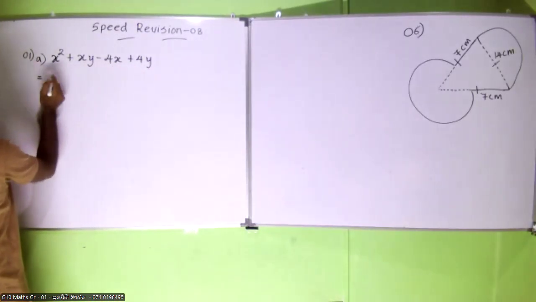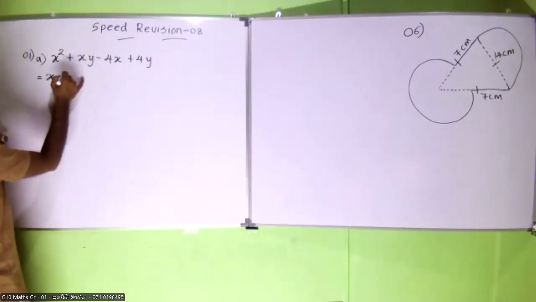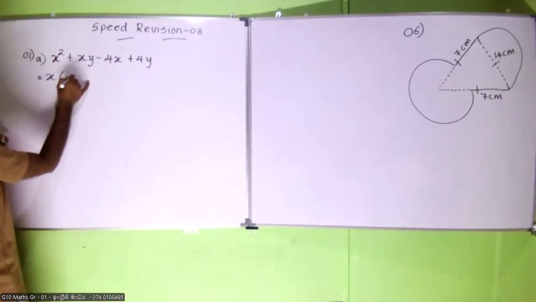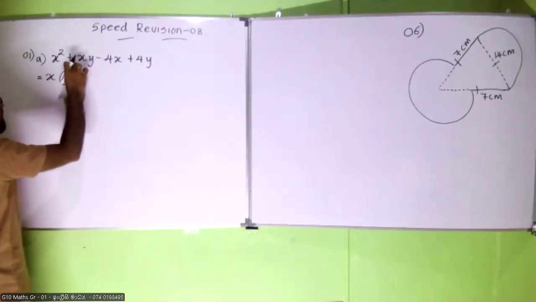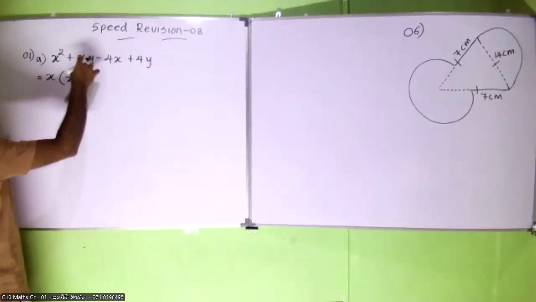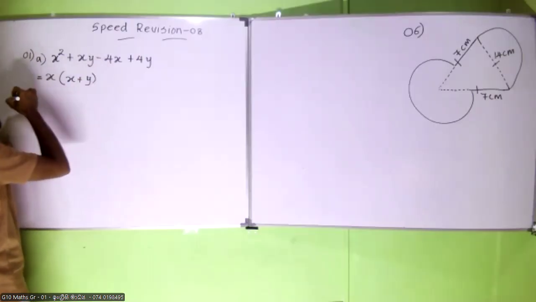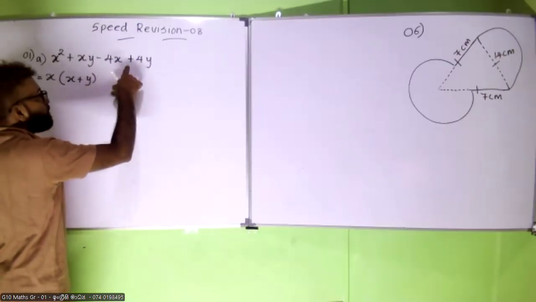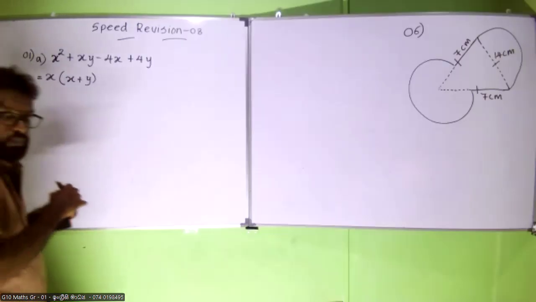So from these two, I am taking x out. Bracket: x squared divided by x gives x. Here you have a positive sign, doesn't matter. xy divided by x, the x's cancel out, so you will have y. Now here you have minus 4x and plus 4y.